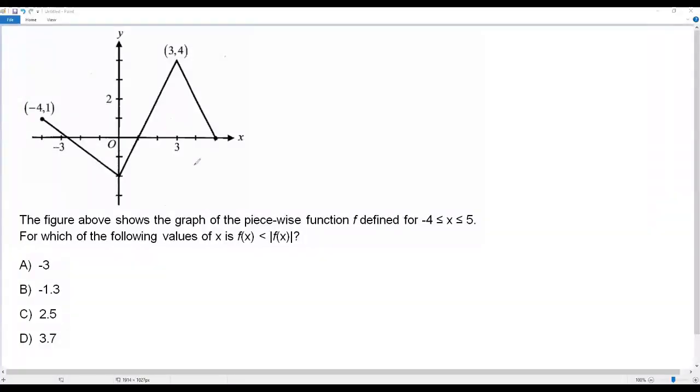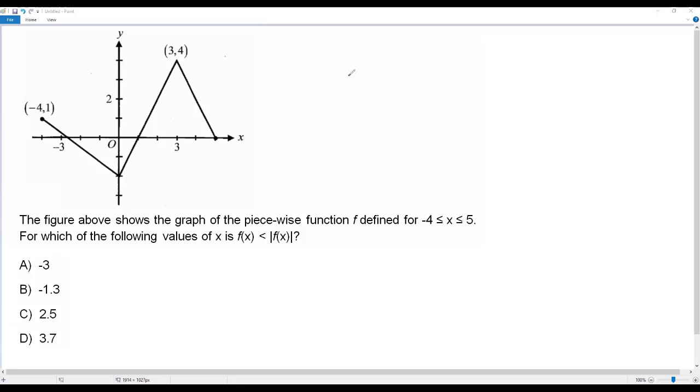Here we have a SAT math question. Okay, let's go with the information. There is a figure given over here. The figure shows the graph of the piecewise function f defined for -4 less than or equal to x less than or equal to 5. For which of the following values of x is f of x less than absolute value of f of x?